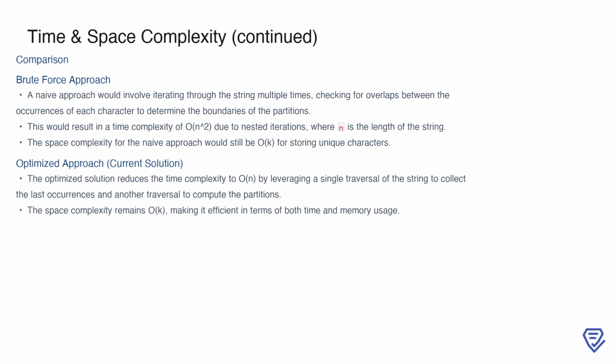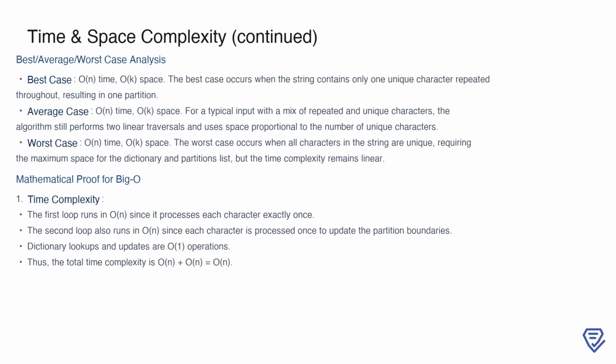In contrast, the optimized solution drastically reduces the time complexity to O(n) by leveraging two linear traversals and constant time dictionary operations. The space complexity stays at O(k), demonstrating that this approach is not only faster but also memory efficient, making it ideal for large inputs. Next, we can break down the time and space complexity across different scenarios.